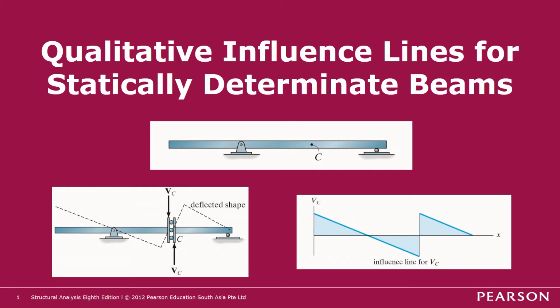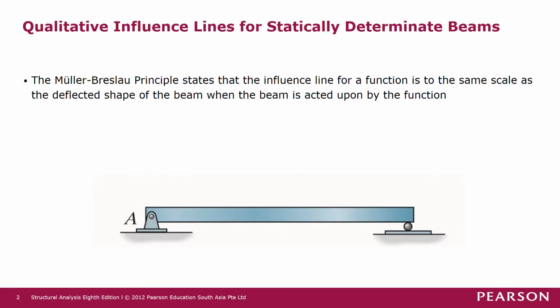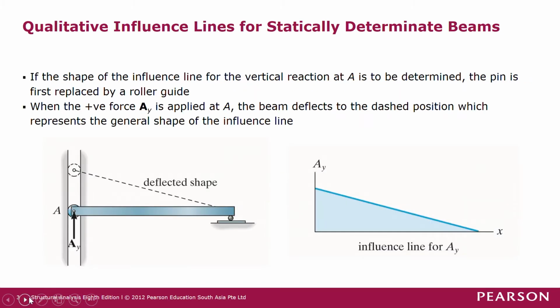Okay, so first of all, the Muller-Breslau principle states that the influence line for a function is to the same scale as the deflected shape of the beam when the beam is acted upon by the function. So what does this mean? We can explain through these examples here.